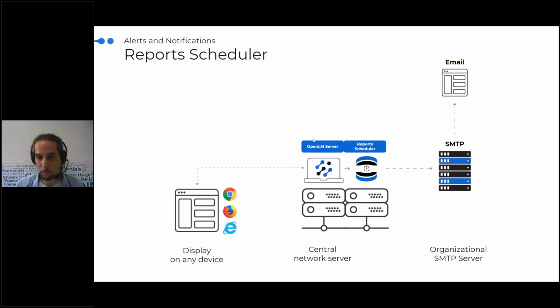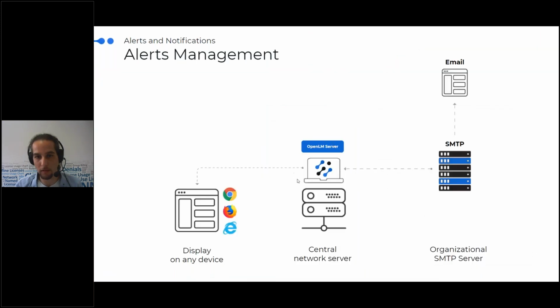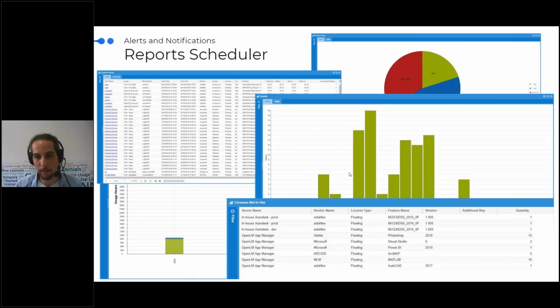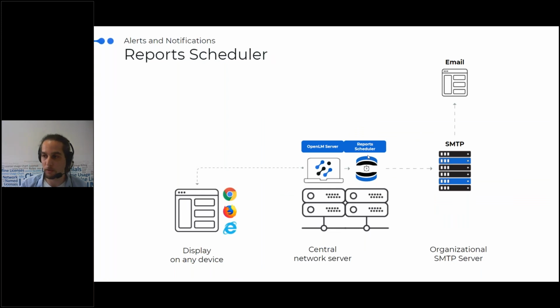So what will you need for that? Basically, same thing. The scheduler will need to use an SMTP server to send you an email. But in this case, you'll need another component called the report scheduler. In the previous case, we just had the OpenLM server. Now we'll also need the report scheduler.